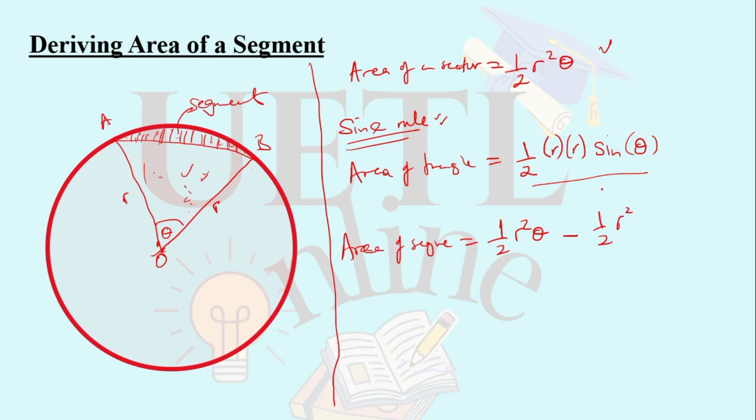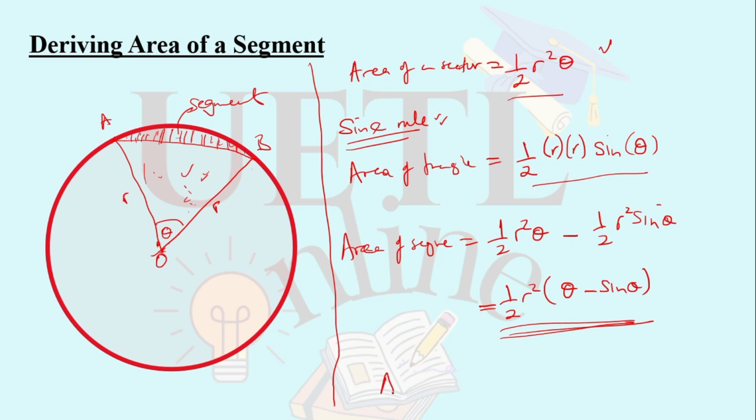You see, if we multiply r by r, it becomes r squared sine theta. So this means that if we factor out half r squared, it's going to be theta minus sine theta. So this is the easy way of doing it. This is going to be our area of a segment.